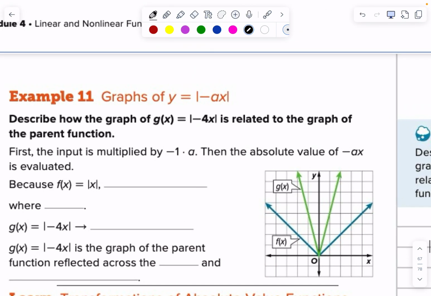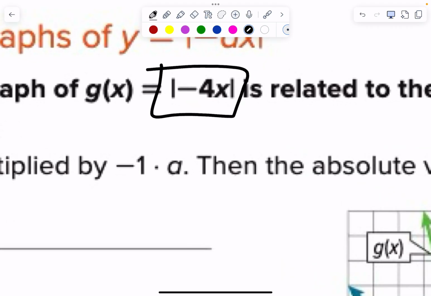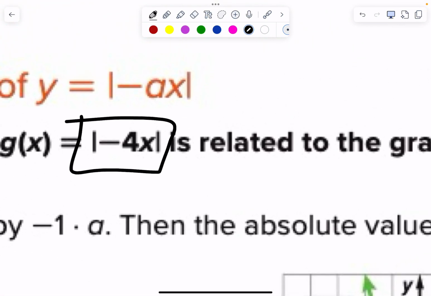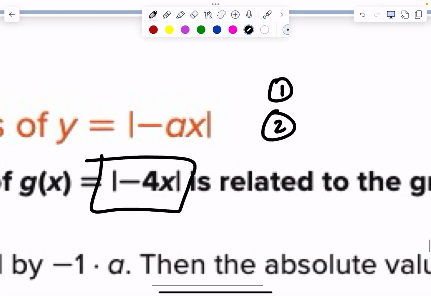Let's do this one. How many things are happening to this one? This is example 11. There's 2 things. Which one is happening first? The 4. They're at the same time, so it doesn't matter. We'll do the 4 first, and then we'll do the negative.